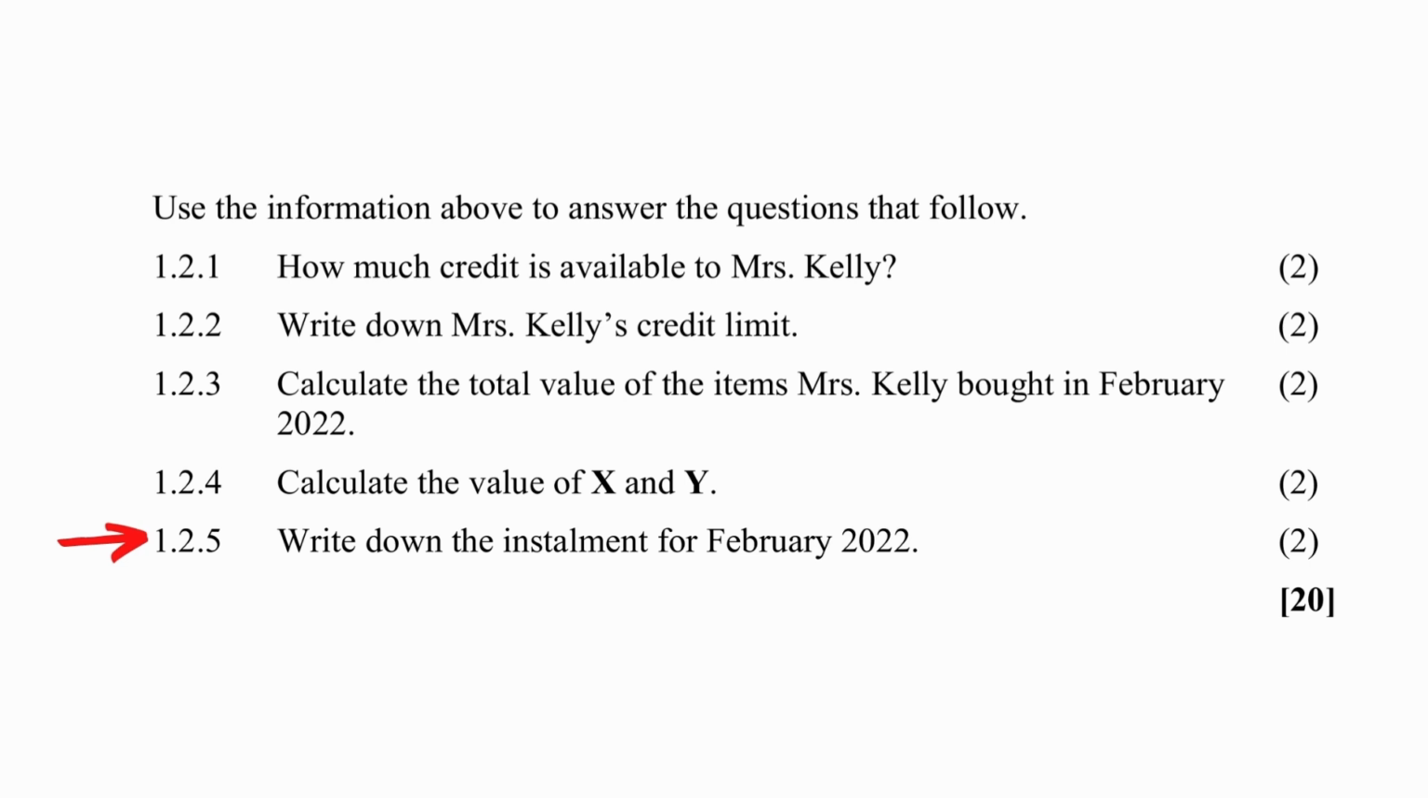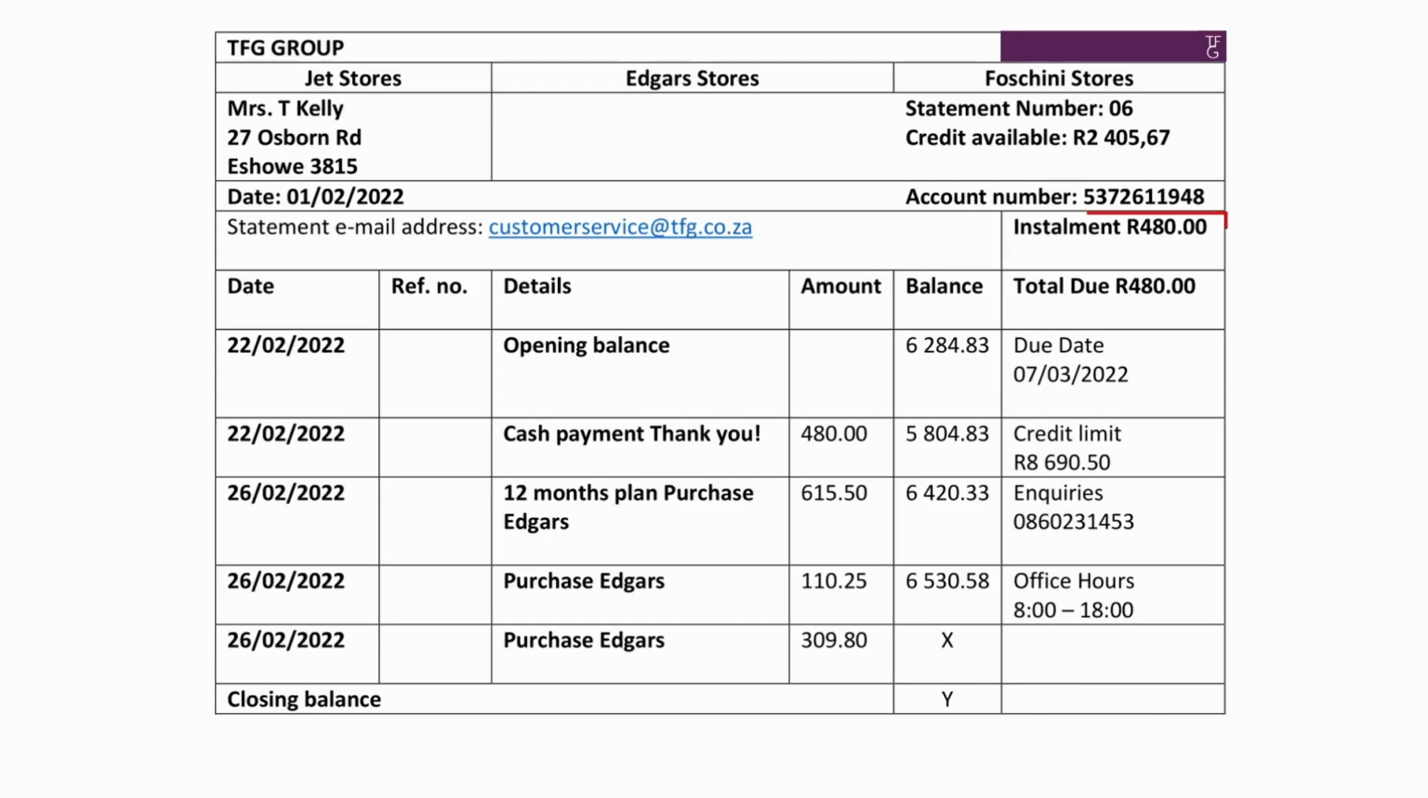Question 1.2.5 instructs you to write down the installment for February 2022. This value is read off the statement next to installment as 480 Rand.